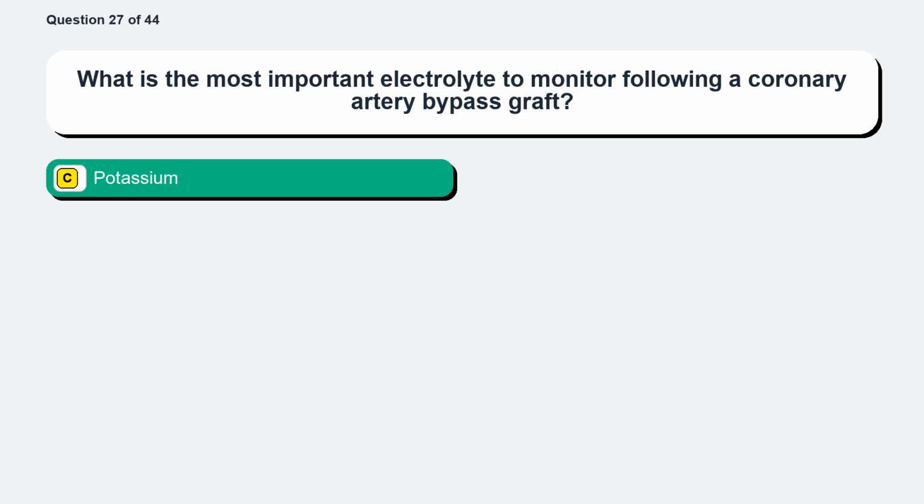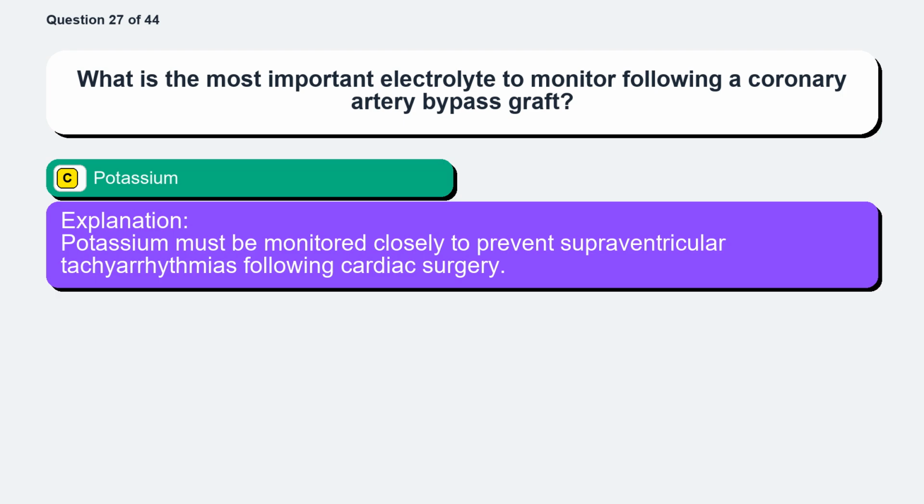The correct answer is option C, potassium. Potassium must be monitored closely to prevent supraventricular tachyarrhythmias following cardiac surgery.